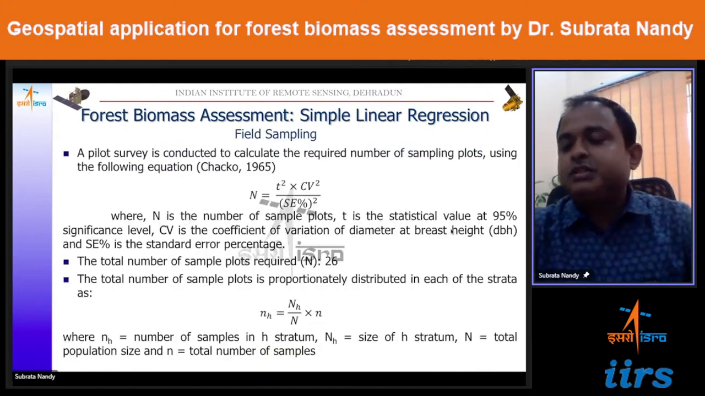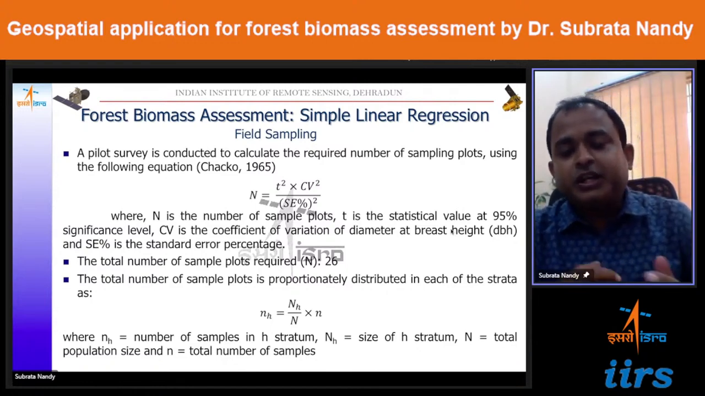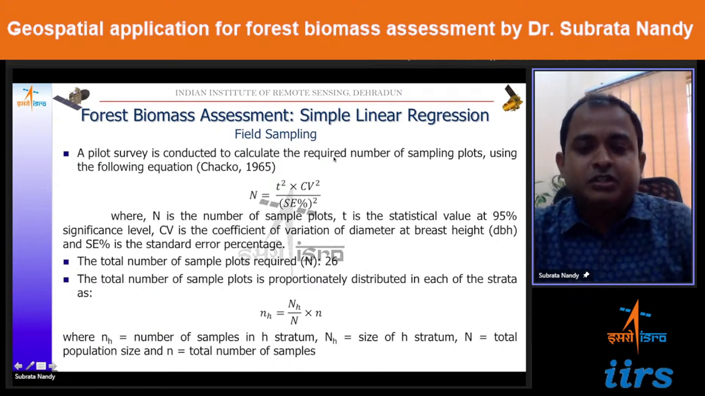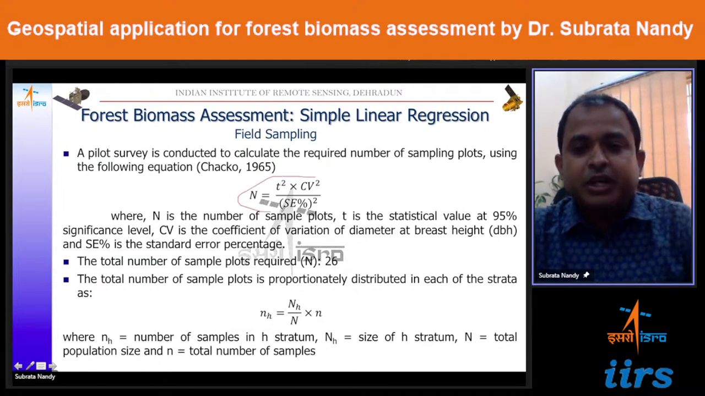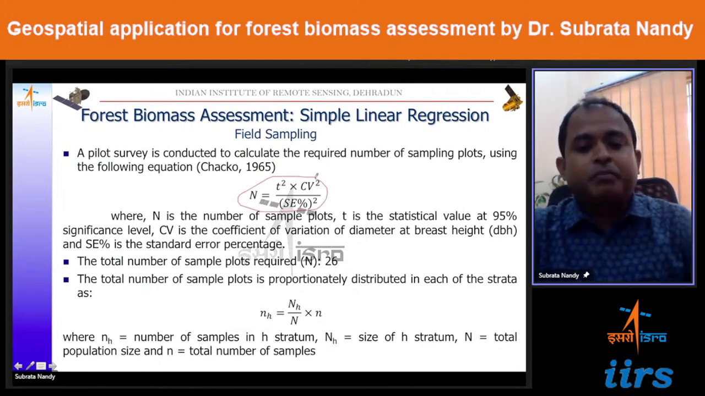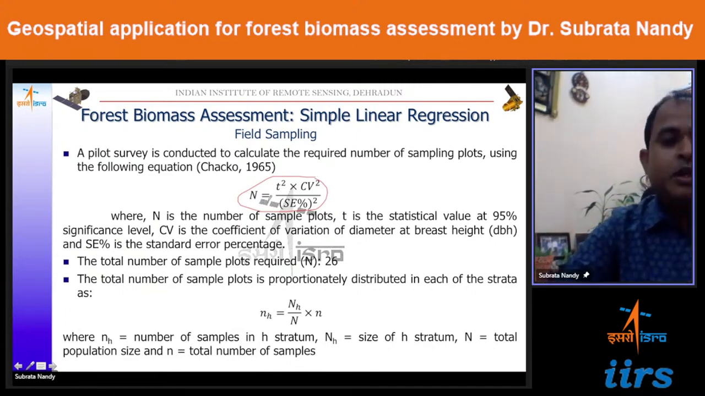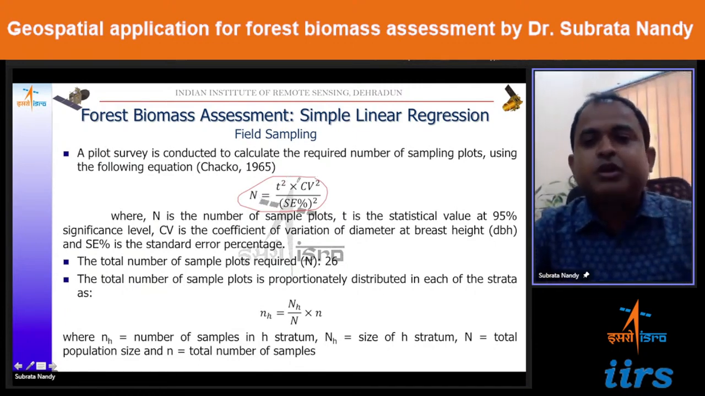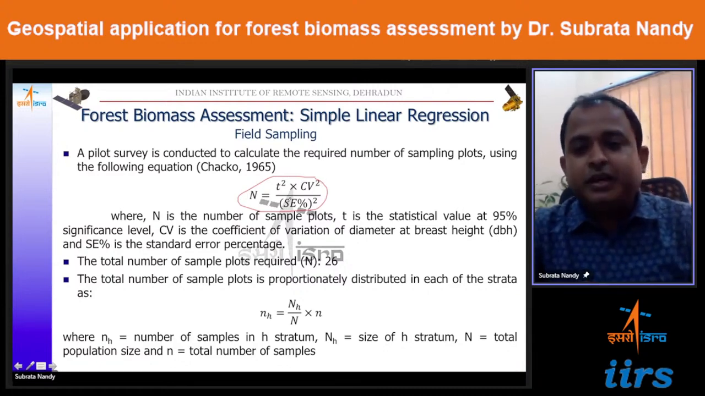So first of all, we do a pilot survey. In this pilot survey, we collect data from the field, and using this Charcos formula, we calculate the number of sample plots, or you can say the optimum number of sample plots required to study. Now here n is equal to t square multiplied by CV square, divided by AC square.